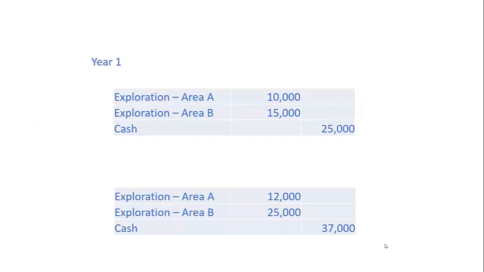In year one, we recognise effectively an asset for each of the areas of interest. In area A, we have to recognise expenditure which can be carried forward of $10,000, and exploration area B, another exploration asset of $15,000. In year two, we'd recognise the extra expenditure incurred, $12,000 in area A and $25,000 in area B.